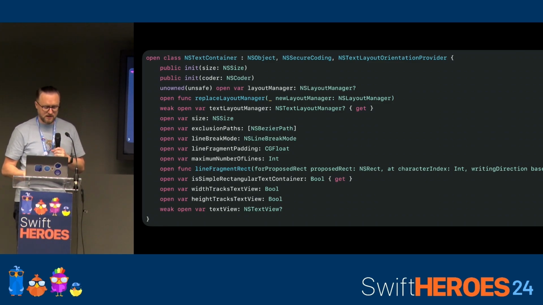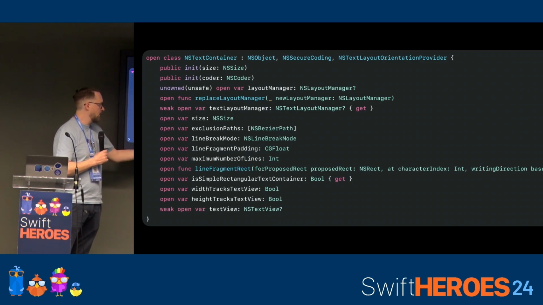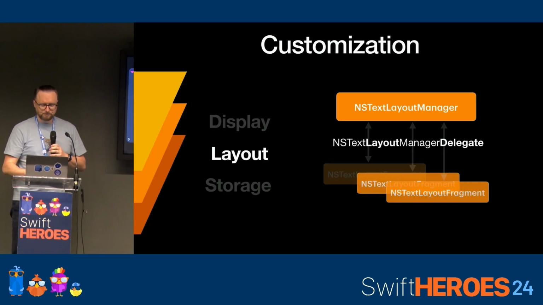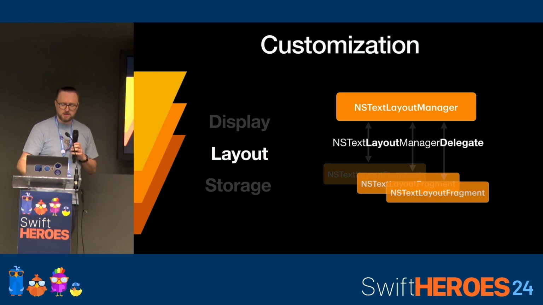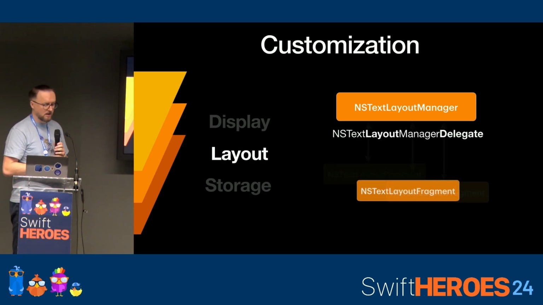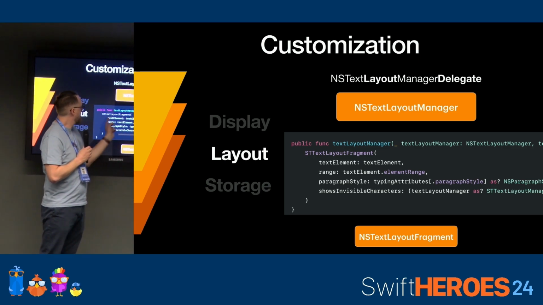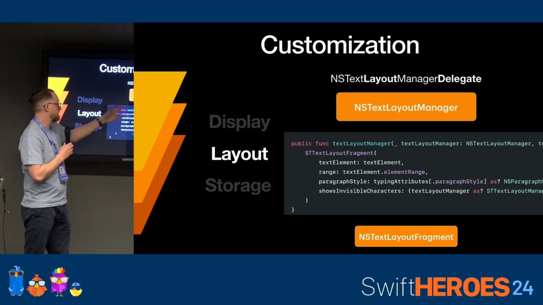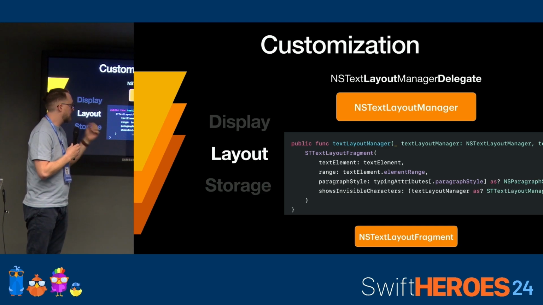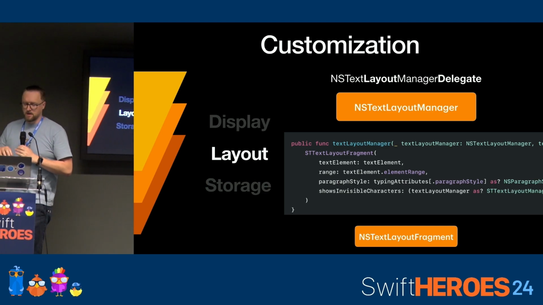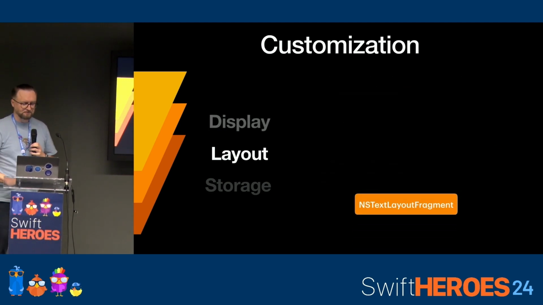I had a struggle with that. I have a custom text view, so this link doesn't exist, and the whole system couldn't take advantage of this property. So next, the customization, layout delegate, same situation. I have a fragment, and I return a fragment with some additional properties. In my case, there's a show invisible characters property. That's my property that I added.